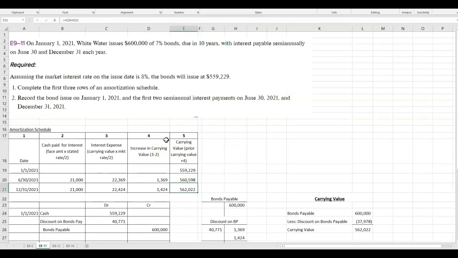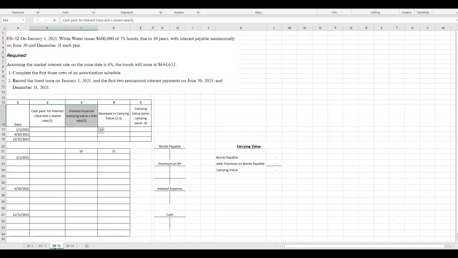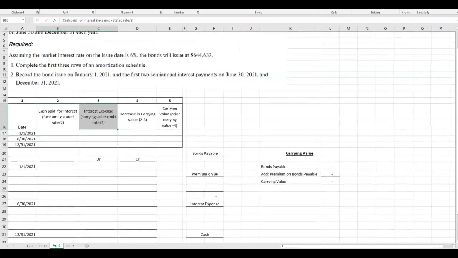So that's how we record bonds. You'll want to make sure you know how to do this schedule, and always start with that. Okay, let's do another one. This one, it's just a bit bigger.